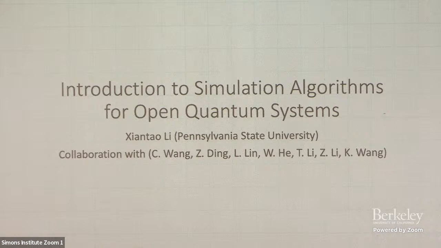So this morning we'll have again 2 2-hour talks. The first talk is given by Professor Xiantao from Penn State University, who has done amazing works in quantum algorithms for Lindblad equations, and I think he will tell us about how to simulate these Lindblad equations.